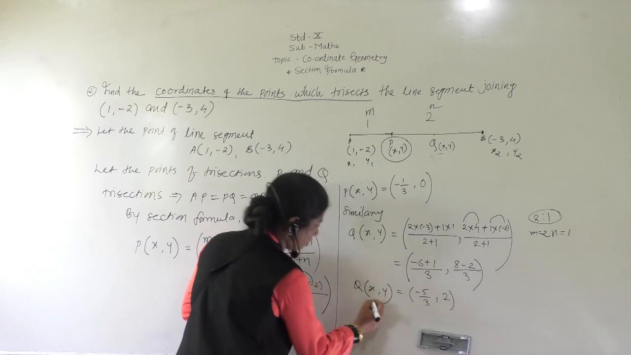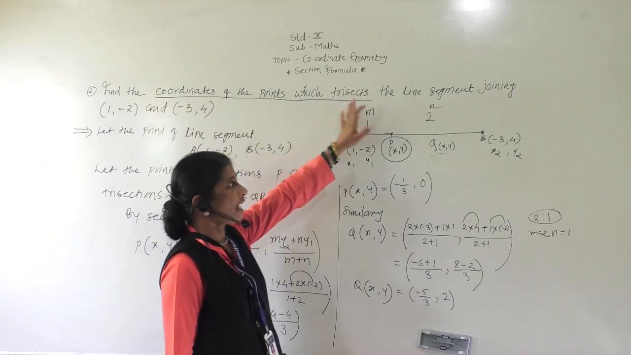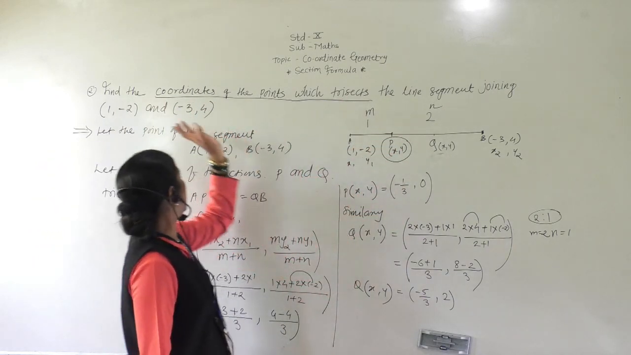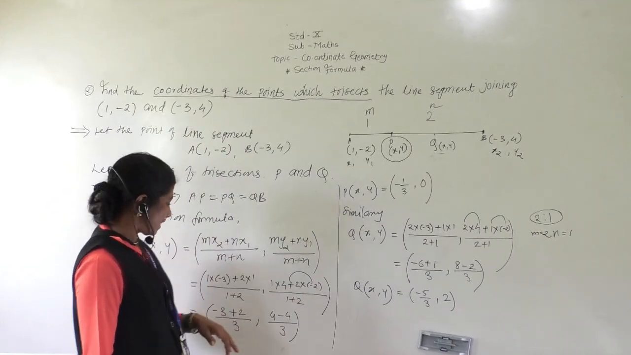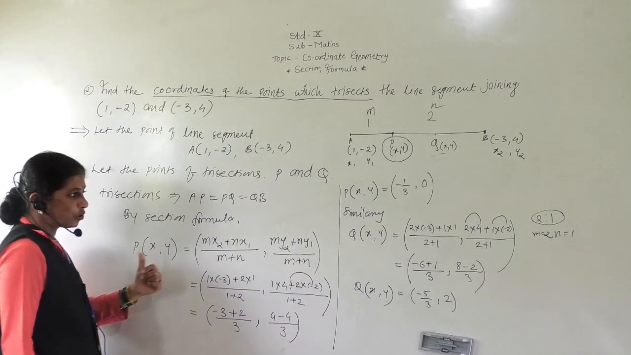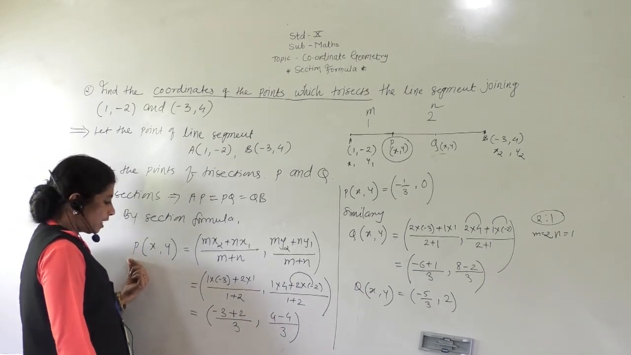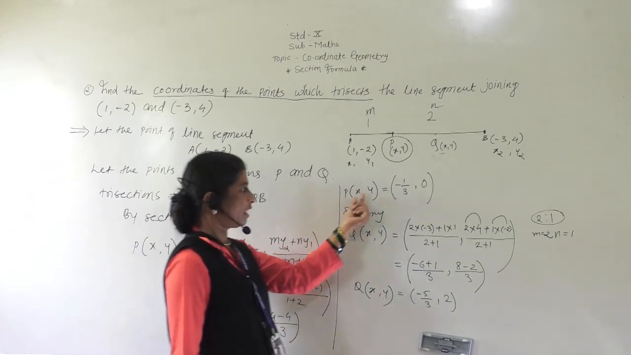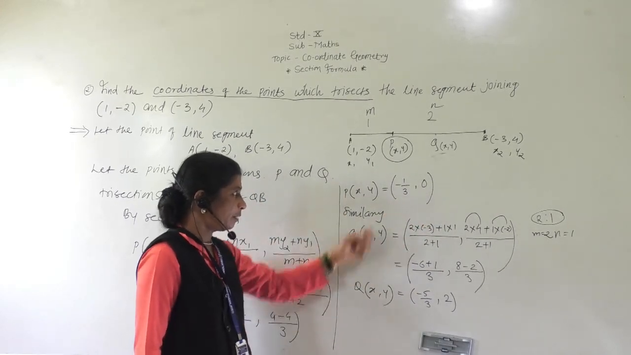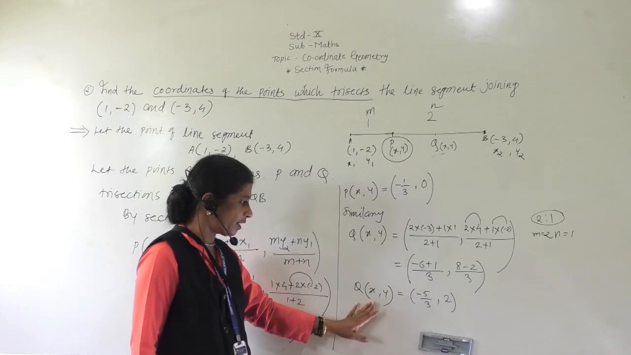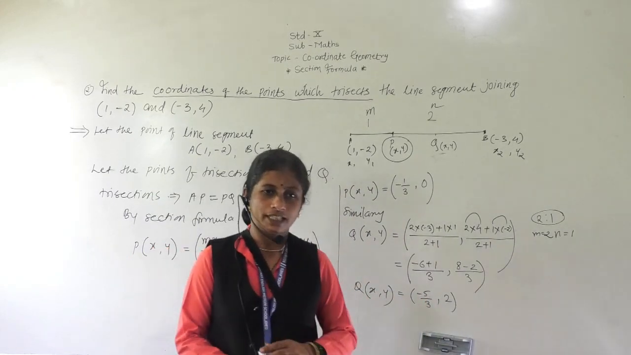So x comma y. So here we have to find the coordinates of the points which trisect the line segment joining these two points. So these are the points of trisection. Which are the points of trisection? P and Q. So what are the coordinates of the first point P? The first point P has the coordinates minus 1 by 3 comma 0, and the second point Q has the coordinates minus 5 by 3 and 2. Understood? Now we will see the next example.